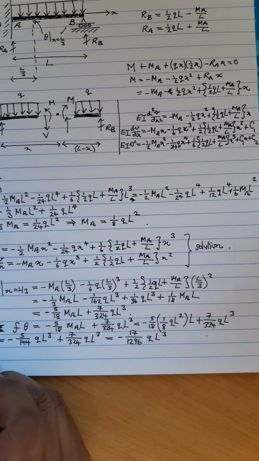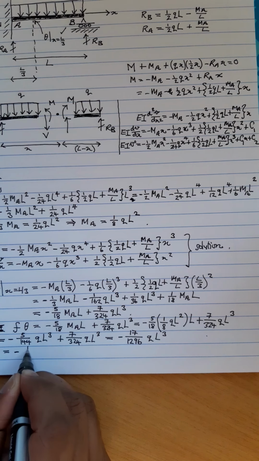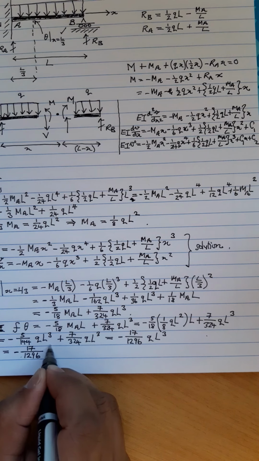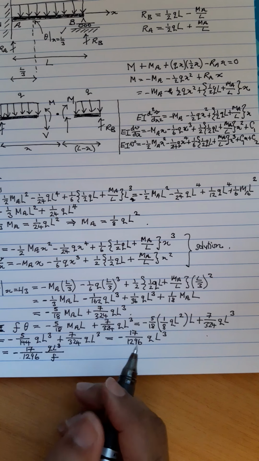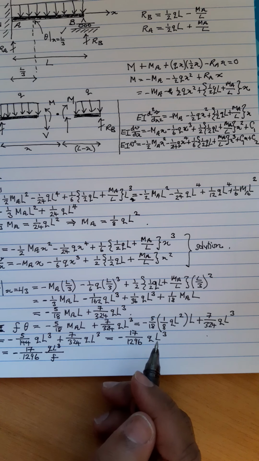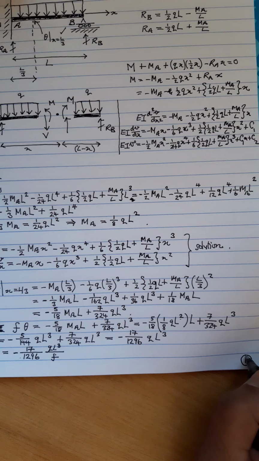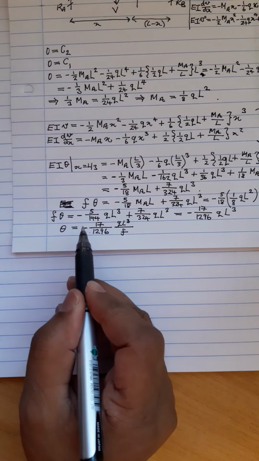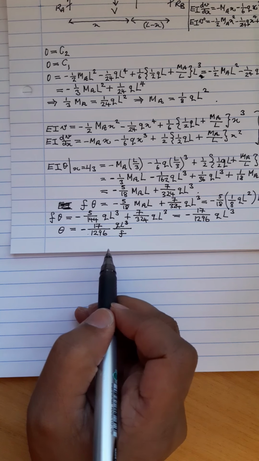Okay, and then just divide by the flexural rigidity. So theta is then going to give me minus 17 over 1296 QL cubed over F. Okay, I think that looks good. Call this page 1. So we have calculated theta is minus 17 over 1296 QL cubed over F.